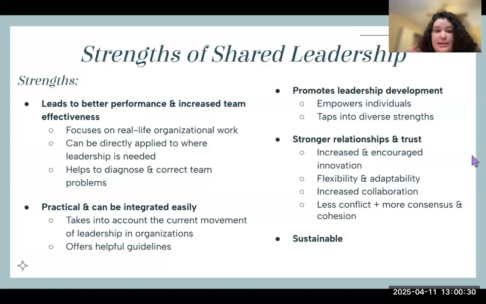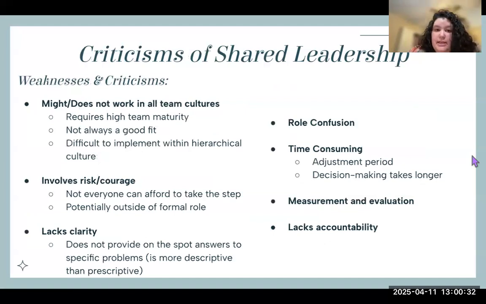So moving on into criticisms and weaknesses. Some weaknesses of the shared leadership theory are it might not and does not work in all cultures. I hinted on that earlier. While it can be integrated easily and while it is a pretty effective model, not all teams are able to adapt well to it.